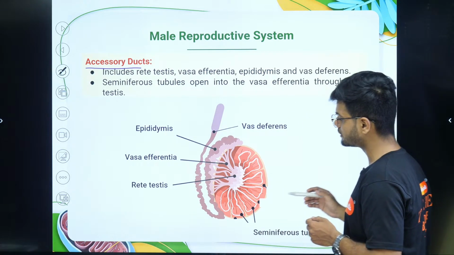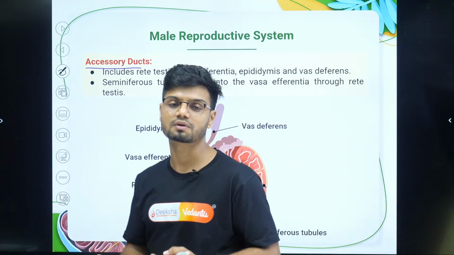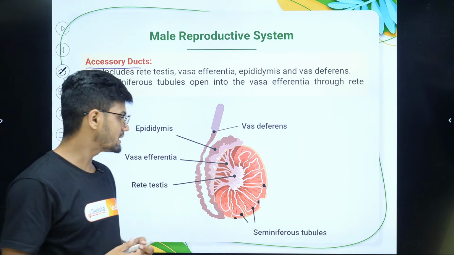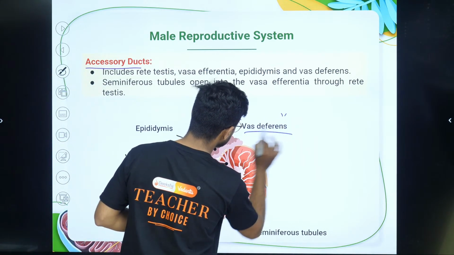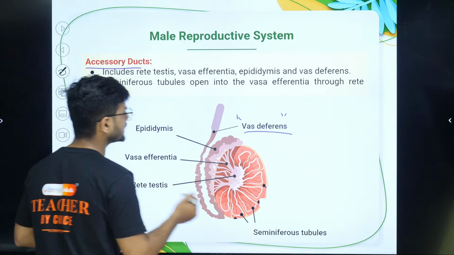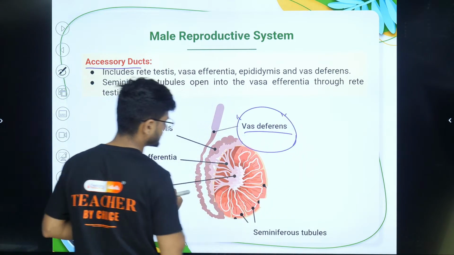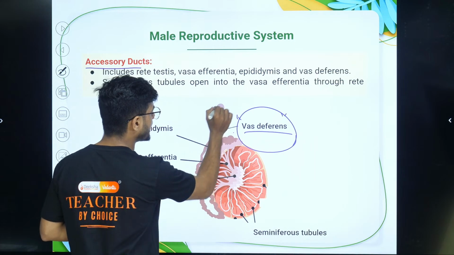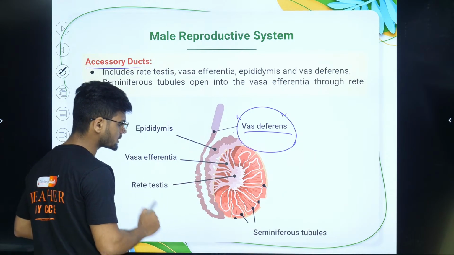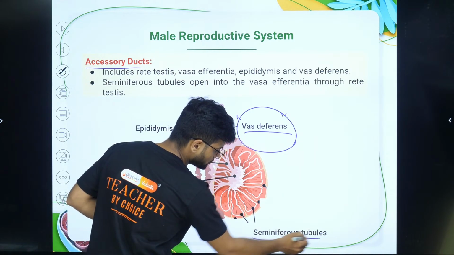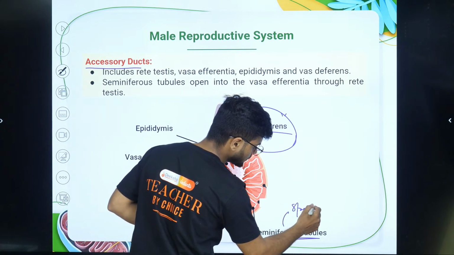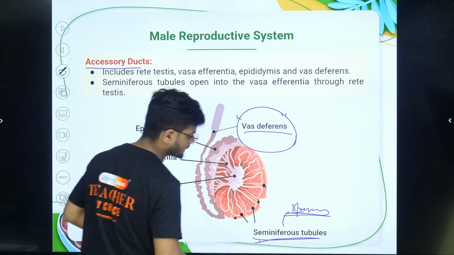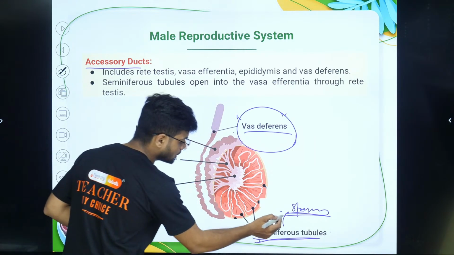Inside the testis and outside the testis, we have different types of ducts. In NCERT, they have only given vas deferens. But in fact, vas deferens is the last duct. So the seminiferous tubule is where sperm is produced. The sperm is transported to.